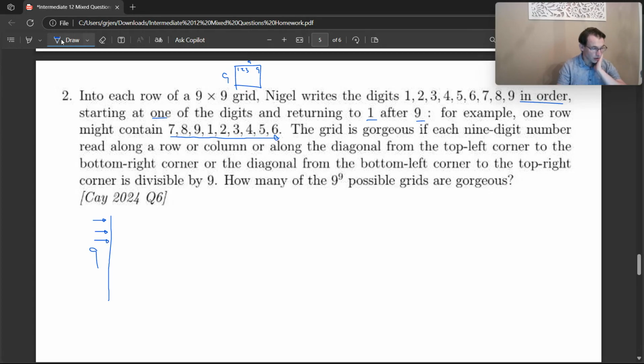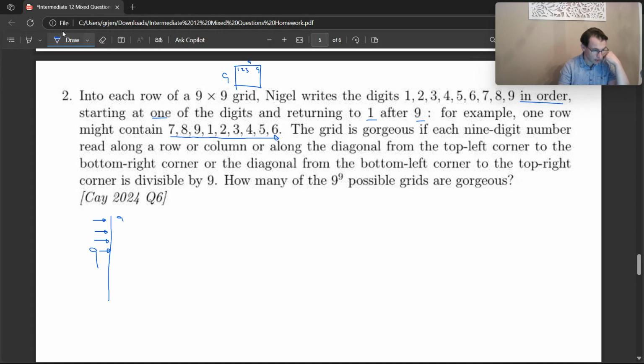And for each one of them, once he's chosen the first number, let's say he starts with 7, he's done making choices in that line. So the rest are all determined: 8, 9, 1, 2, 3, 4, 5, 6. And that line would be done. So how many choices does he have at each point? He has 9 choices for each row.